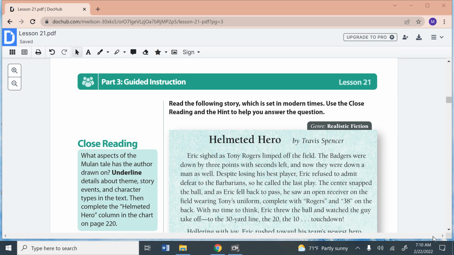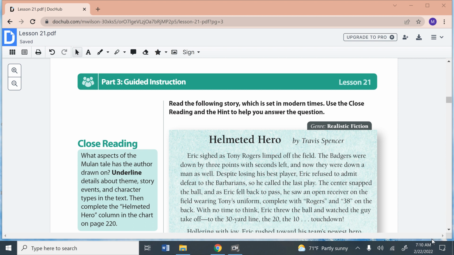Okay, welcome back to part two of Ready Lesson 21 for 8th grade, Analyzing Elements of Modern Fiction. So we just finished reading Mulan's Ballad and we finished the chart for it, and now we're going to be reading Helmeted Hero. So before we read, let's look at the close reading.